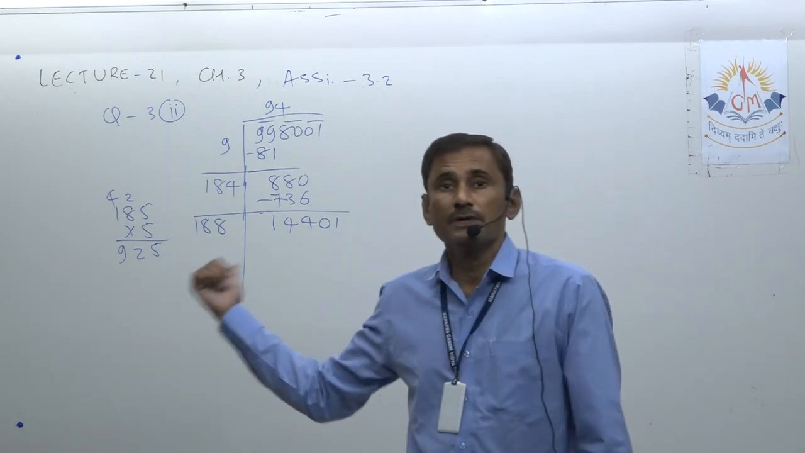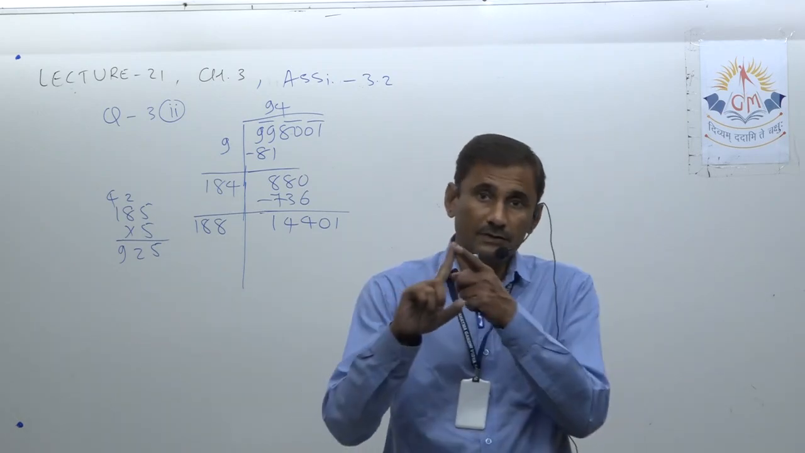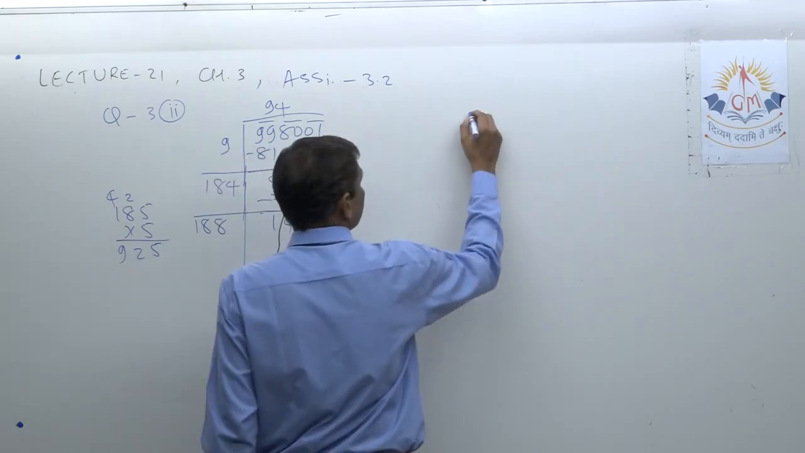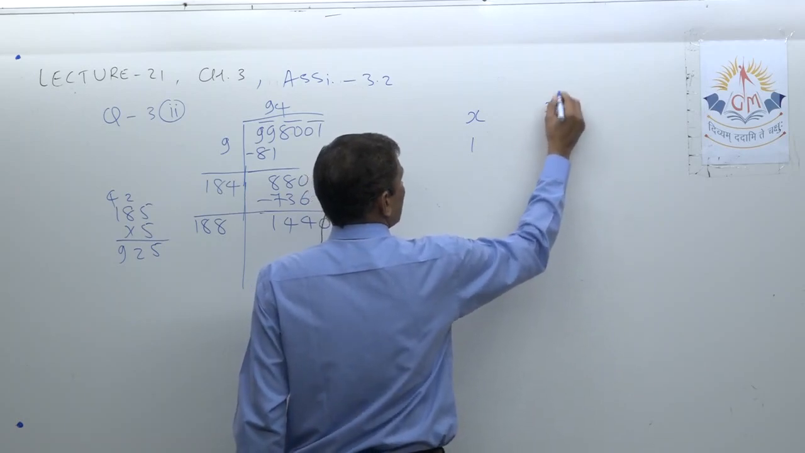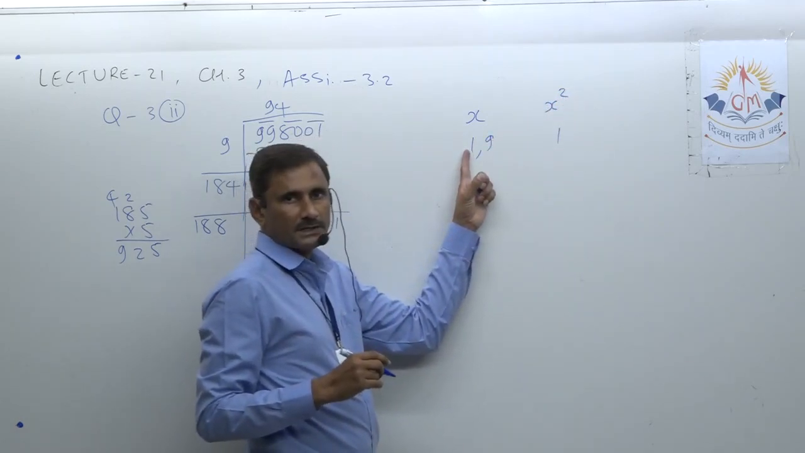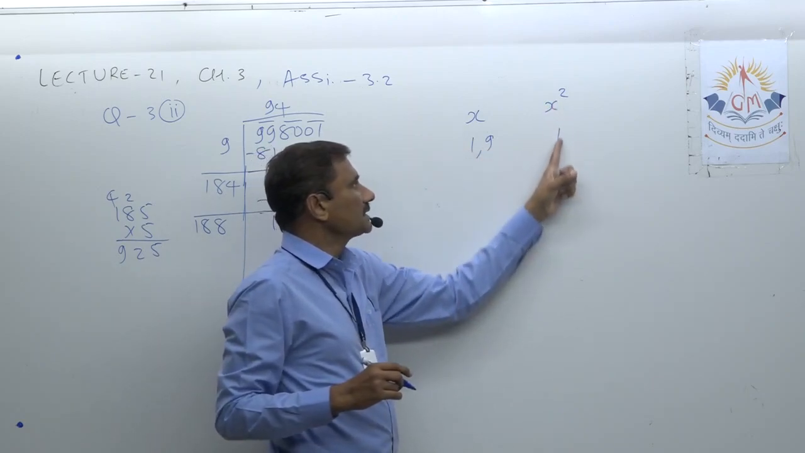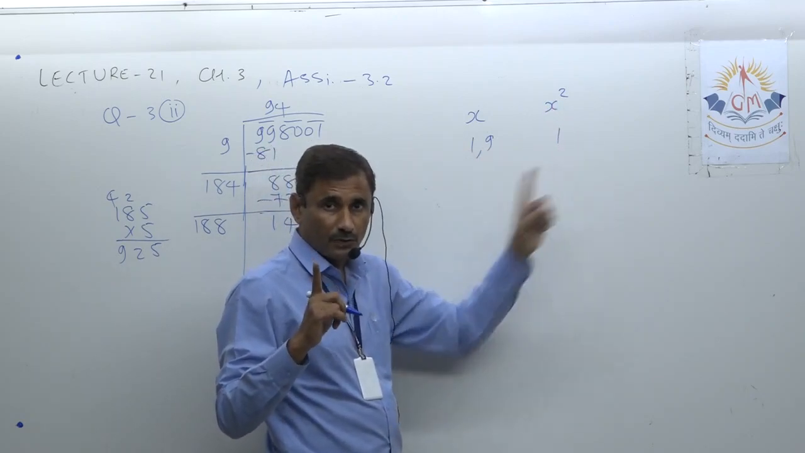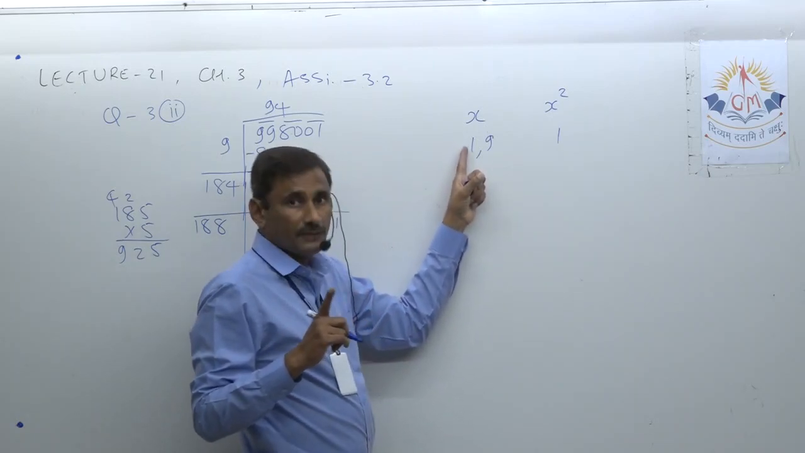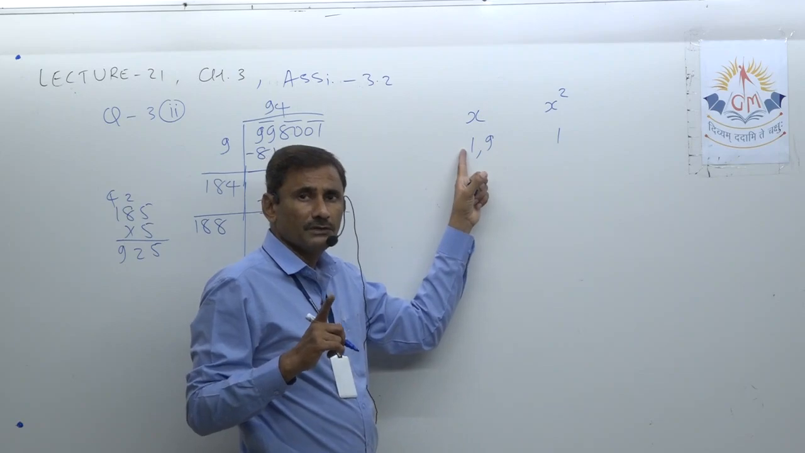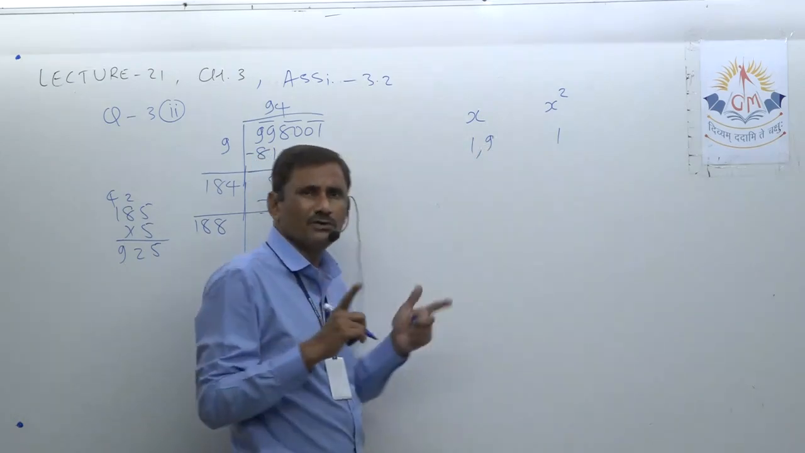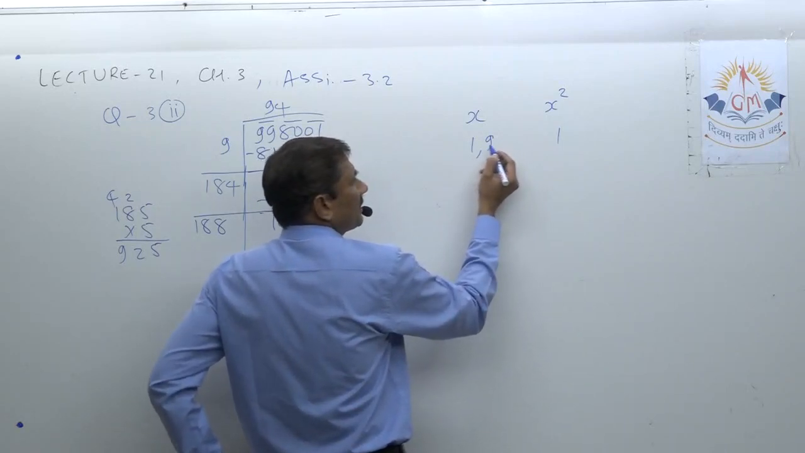So here the unit digit must be either 1 or 9. Understand? If the unit digit of x is 1, then x square will end in 1. Same way for 9 also. If the unit digit of x is 1 or 9, the unit digit of x square will be 1. I am talking about the unit digit only. Whether this number is 11, 21, 31, 41 or 19, 29, 39, 49, 59, whatever may be, the unit digit must be 9 or 1.